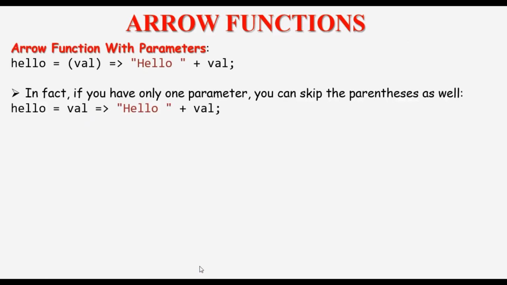Arrow functions with parameters. In the previous arrow function, we did not have parameters. With parameters, all you do is put those parameters in the parentheses, and as usual, if you have just one statement returning a value, after the arrow you can put the return value. If you have only one parameter, you can even skip the parentheses as well. So this has been reduced to this.